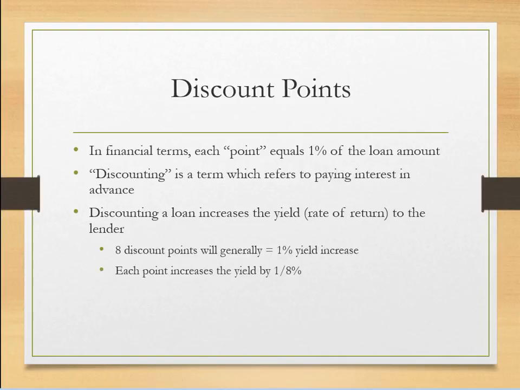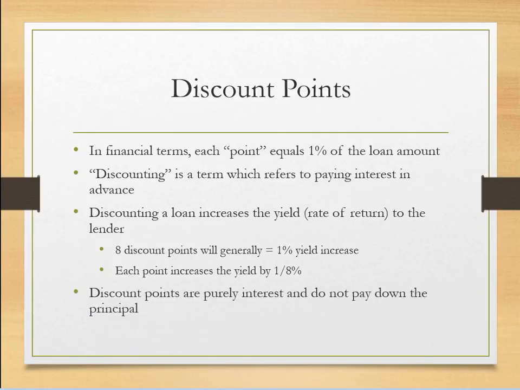When it comes to discount points, you want to understand that essentially for every 8 discount points that a borrower would pay, it would increase the yield to the lender by 1%. So what you want to remember for the test is that discount points are purely interest and do not pay down the principal balance at all. When we're looking at discounting, you want to think interest, and you want to think paying interest in advance.